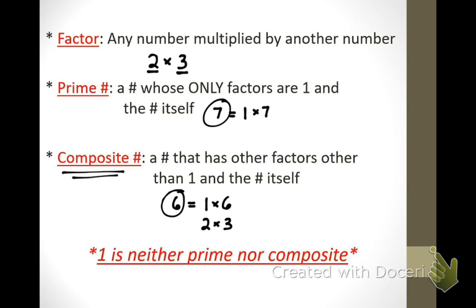There's one last thing that I want you to get, and I want you guys to read it to me in red at the bottom of our slide. 1 is neither prime nor composite. Say one more time. 1 is neither prime nor composite, okay? So if I ask you, hey, what's the number 1? You're going to tell me it's not prime and it's not composite, okay?